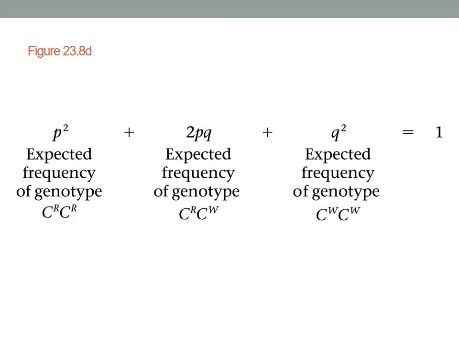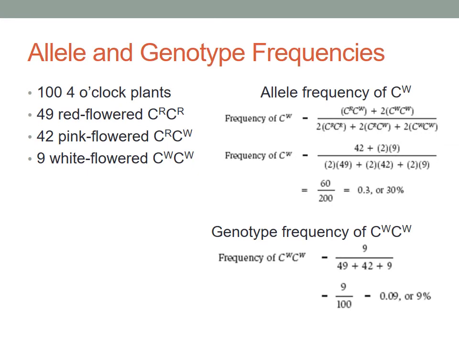This equation is looking at flower color. In this, the CR is standing for your red, the CW stands for your white, and in this flower example, the CRCW is actually your pink flowers. So your red flowers plus your pink flowers plus your white flowers equal 1. That's 100% of your population. Those are the only possible colors that there are, so that has to equal 1.